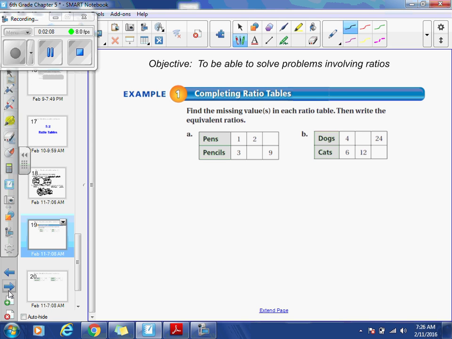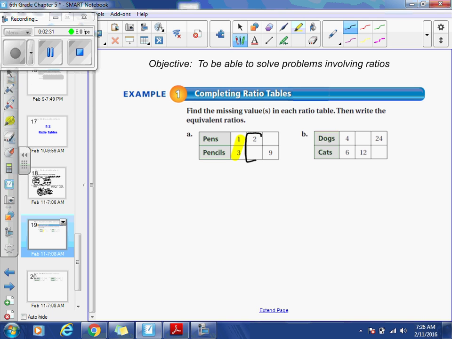One way your book likes to show equivalent ratios is in a ratio table. So find the missing values in each ratio table, then write the equivalent ratio. So I always like to look in the ratio table. They should always give you one ratio. So they're saying pens to pencils, and there's one complete ratio here. There's 1 pen for every 3 pencils. Then we have 2 blanks to fill in.